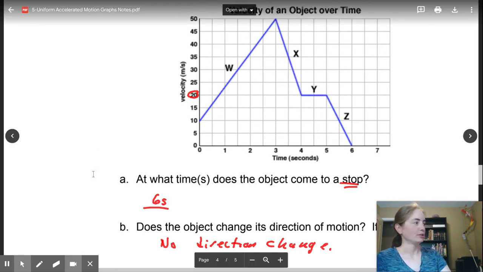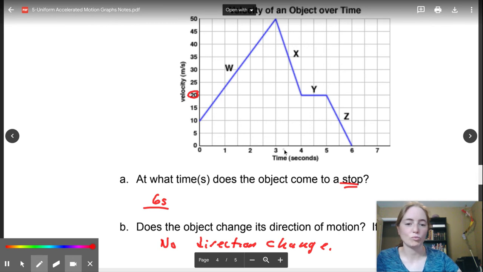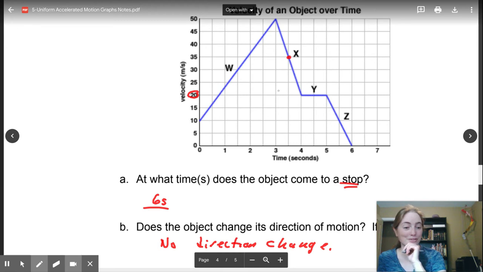So, ladies and gentlemen, let us begin. Where's 3.5 seconds on the graph? Okay. Well, 3.5 seconds is right here. What do you need to do when I ask you to calculate something directly off a graph like this? What are your two possible strategies? Slope, area.